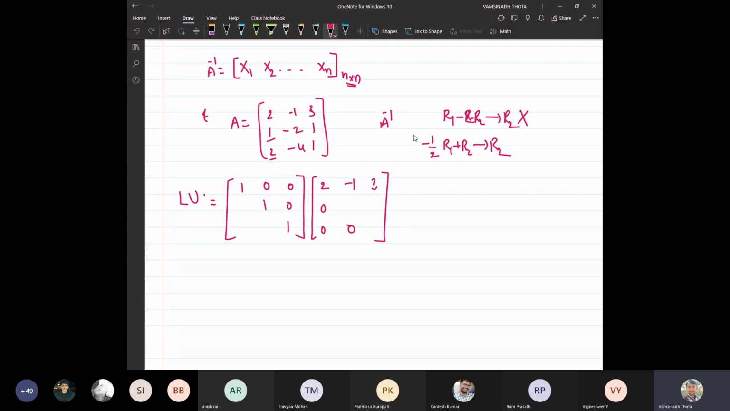Now minus 1 by 2 times R1 plus R2, so it becomes 0. Since the coefficient is minus 1 by 2 here, in the lower triangular matrix this entry will be the negative of that one, so that is 1 by 2. Now what about the remaining terms here? Minus 1 by 2 minus 1, so 1 by 2, 1 by 2 minus 2, minus 3 by 2. And then minus 1 by 2 times 3 minus 3 by 2, minus 3 by 2 plus 1, so minus 1 by 2.